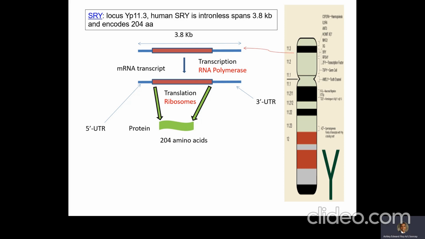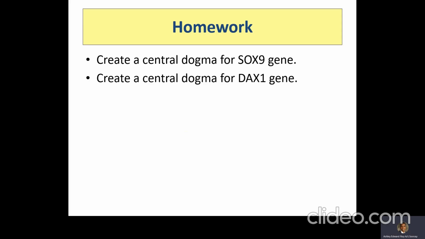So that concludes this. With that knowledge, I hope that you will find the central dogma for SOX9 and DAX1. I've given you the molecular biology for these genes in the slides. So please go and attempt to create the central dogma for these two genes. Thank you.